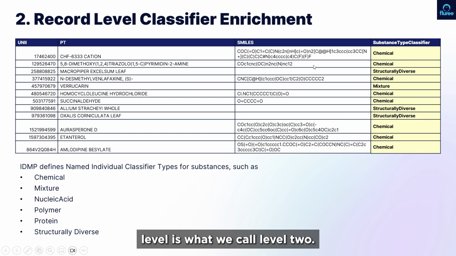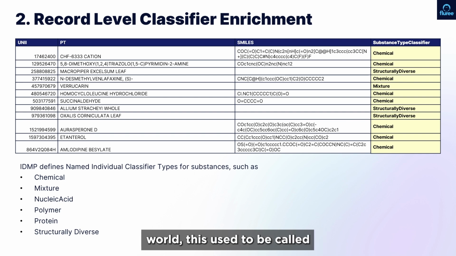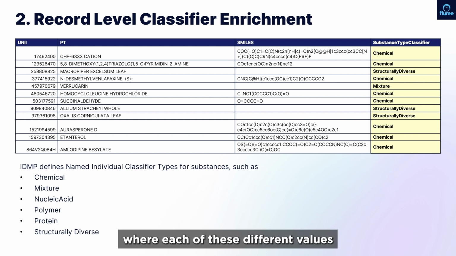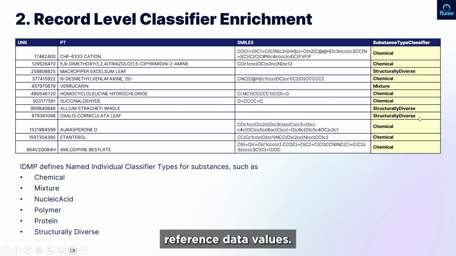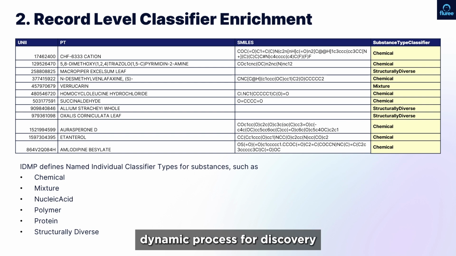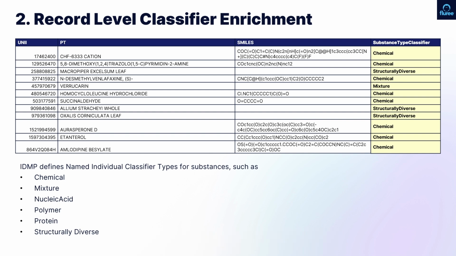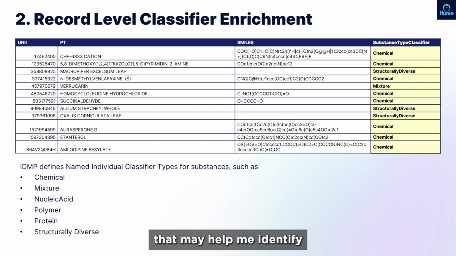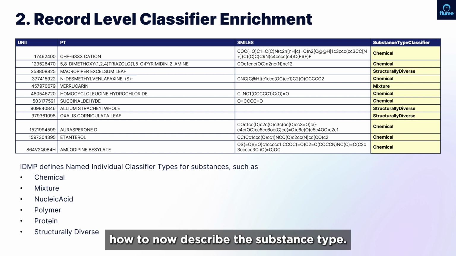Being able to create a record-level label or tag is what we call level 2. In the traditional data management world, this used to be called reference data management, where each of these different values were typically considered reference data values. And historically, we used to have reference data mapping tables. In this new world, we want to stay away from static mapping tables and have a more dynamic process for discovery. If I know that something is a substance, I can teach the model that, based on looking at properties of a substance, such as the name, the SMILES value, maybe the moiety identifier, somewhere in there we may have clues that help identify how to describe the substance type.